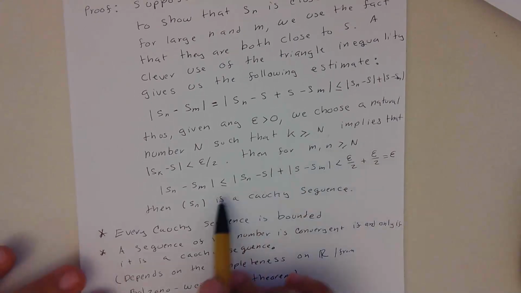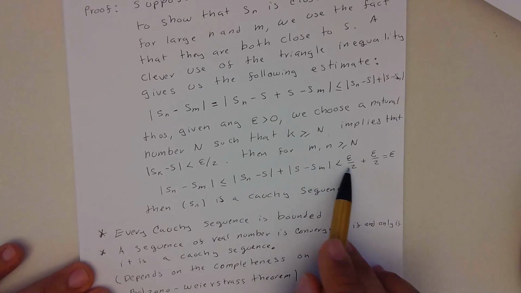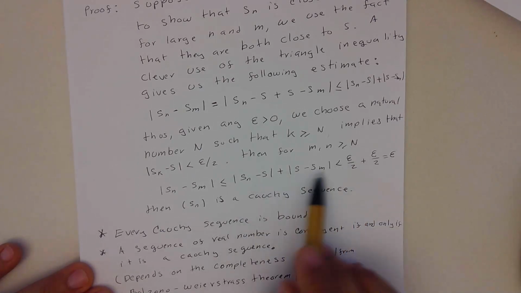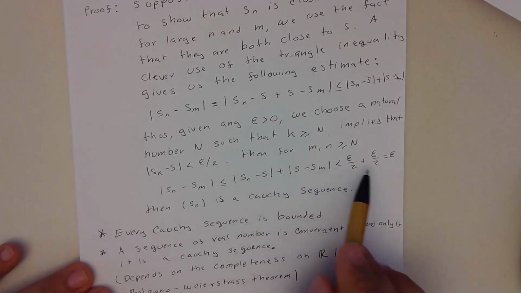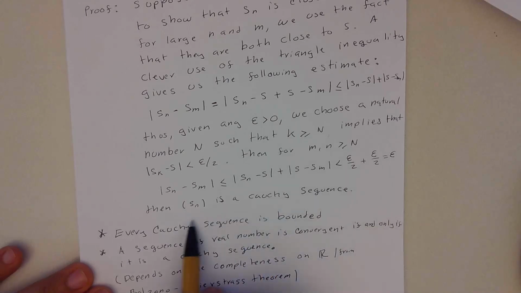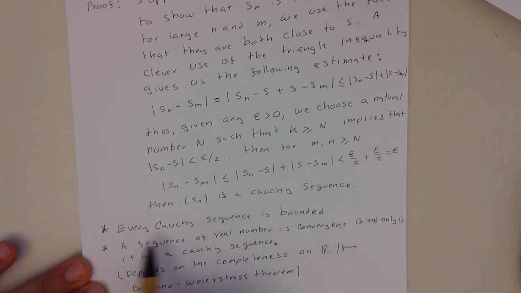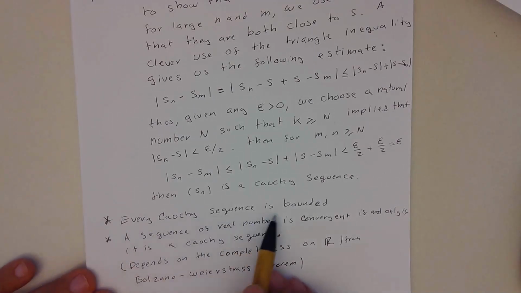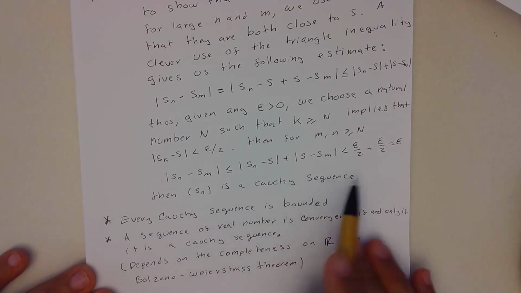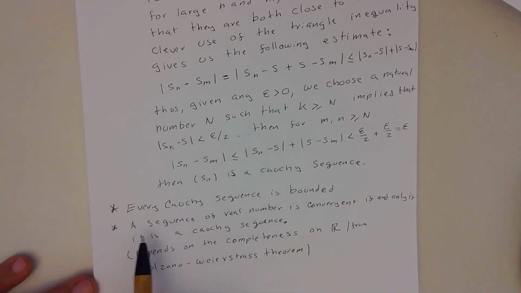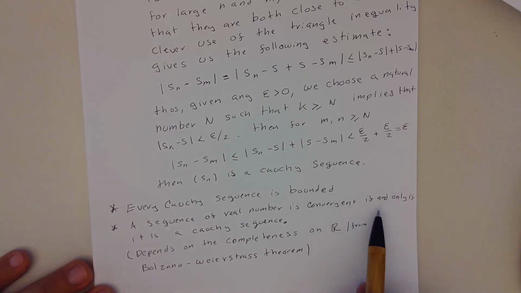Then these two numbers, we can replace them. They will basically be bounded by the sum of these two, so it will be less than epsilon. In this case, the sequence is a Cauchy sequence. That is why I said every Cauchy sequence is bounded. It's coming from this also, right? And also here, this is only for real numbers, that a sequence of real numbers converges if and only if it is a Cauchy sequence.